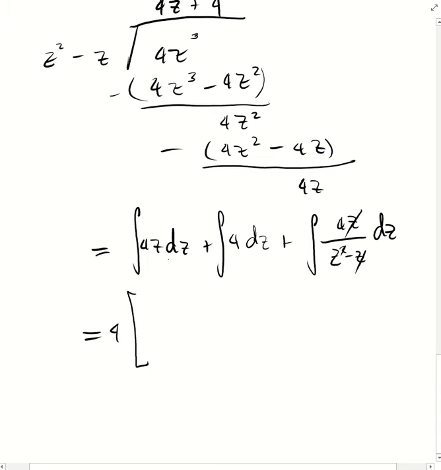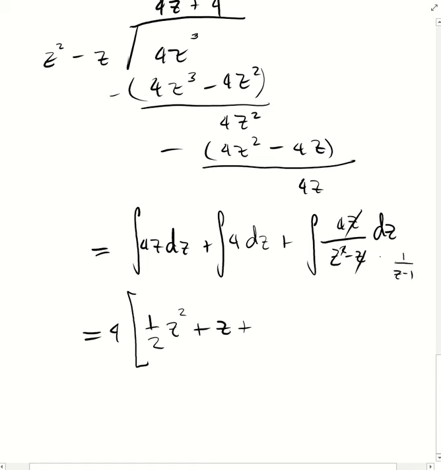And this will be z. Integral of z dz will be z squared over 2, so 1 half z squared, plus integral of dz is this z, plus this one. The remaining here will be 1. This will be 1 over z minus 1.